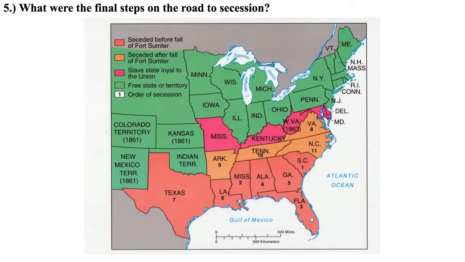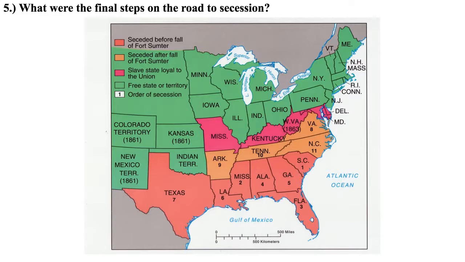And these original 7 states will become the Confederate States of America, which will also be known as the Confederacy, and I may use those two terms interchangeably. And these initial seceding states were ones in which cotton and slavery was most important.